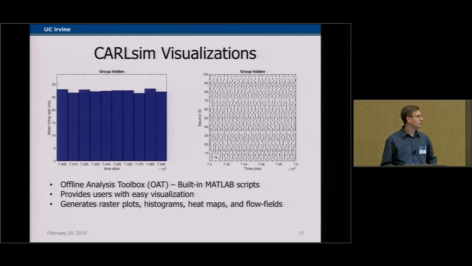It's called the Offline Analysis Toolbox, and it's pretty much a collection of MATLAB scripts that CARLsim users can use whenever they generate spike data or connection weight data. You can just run a few commands and it'll generate something like this raster plot here. Here's time and then the neuron ID, and then you could do it in any way you want. Here's the same data visualized as a histogram, average firing rate over time. And you can do heat maps or flow fields and stuff like this. So we really want to make it so that if you're a beginner to doing spiking neural network simulations, you can get up and running with minimal effort.